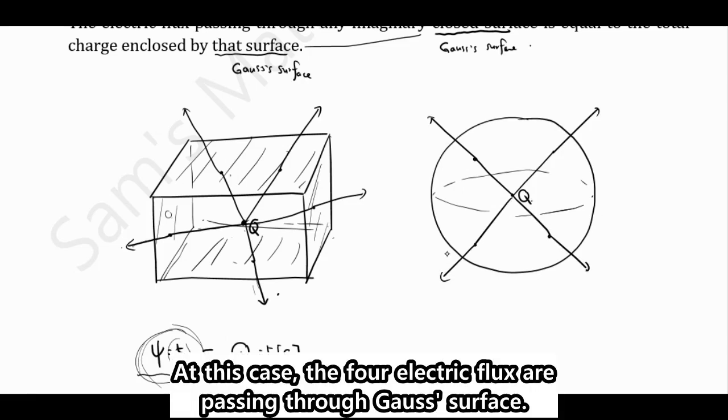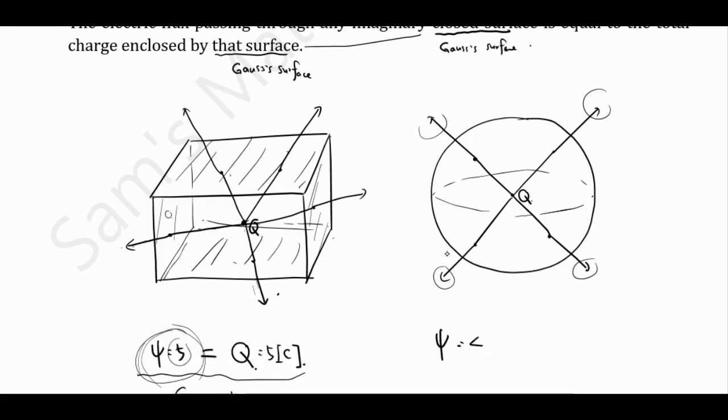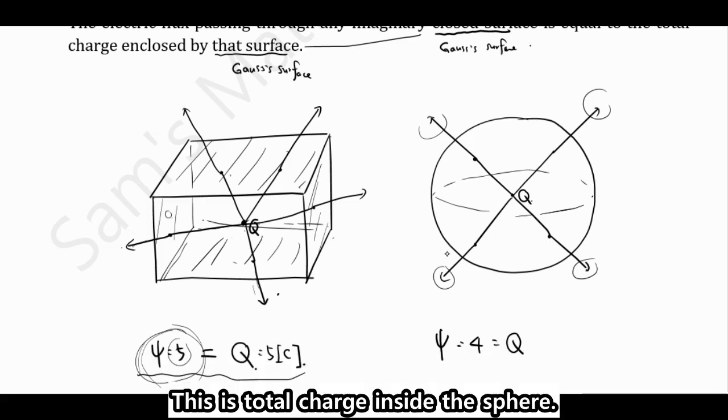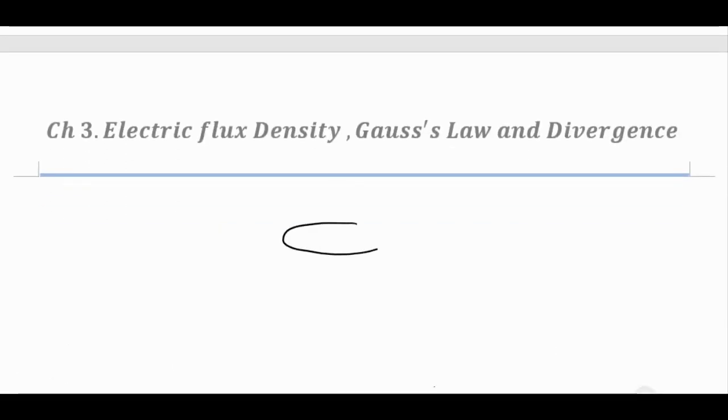In this case, 4 electric flux lines are passing through the Gaussian surface, and the electric flux passing through the surface is 4. This is the total charge inside the sphere. This is 4 coulomb. This is Gauss's law.